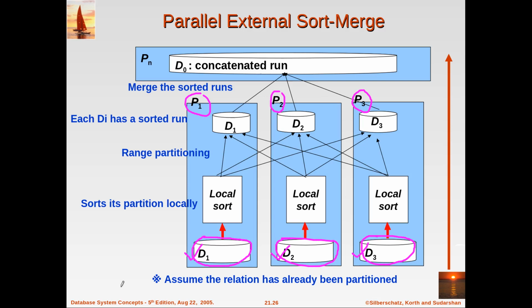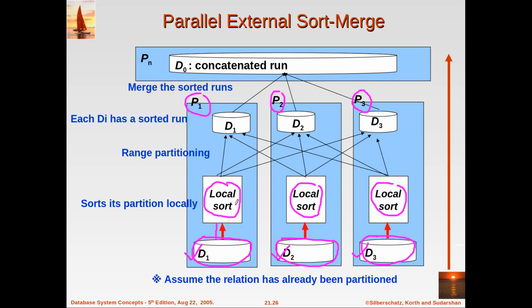So D1 will be having some tuples available, D2 some tuples, D3 some tuples. So it is already partitioned by using some mechanism. Now with each individual processor, it will do the local sorting on those tuples. It will do local sort on the data present in D2. Similarly, it will do local sort on the data present in D3.